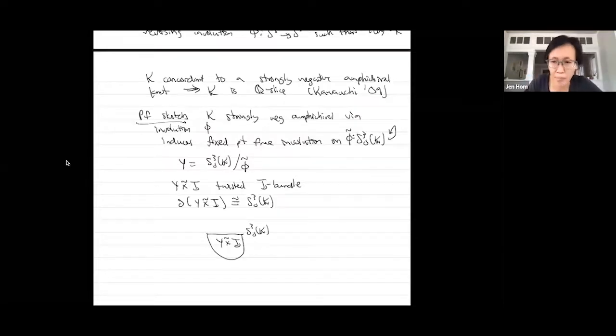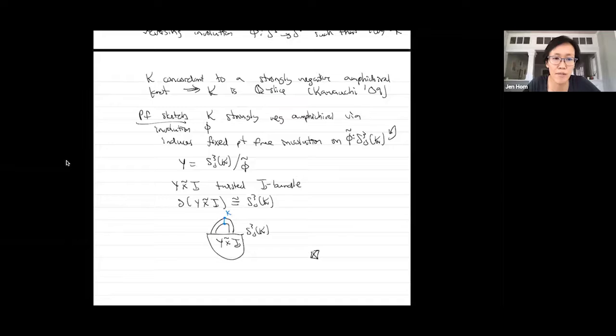And then what we can do, you can attach a two handle to get back to S3, attach a handle to get back to X3. And then it's not hard to convince yourself that the co-core gives you a disk whose boundary is K in this rational homology ball. That's a sketch of the proof.